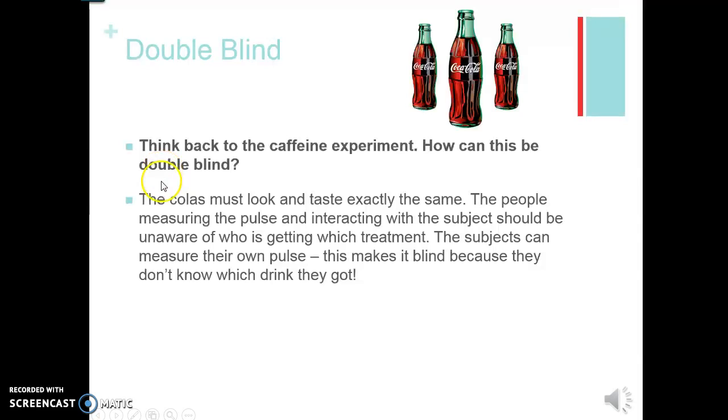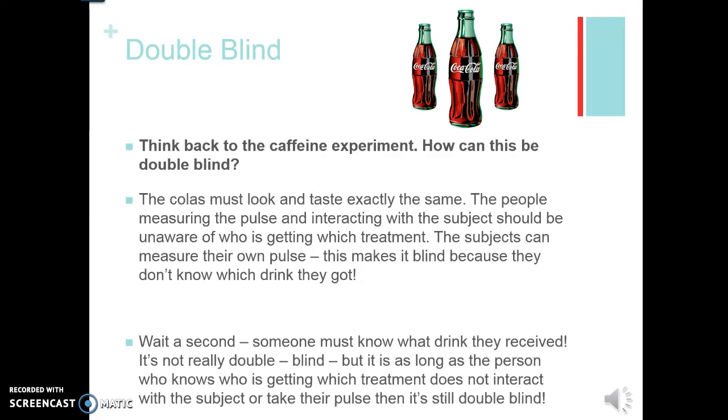How could we do this so that it could be double blind? Number one, we have to make sure the colas look and taste exactly the same. So the people measuring the pulse and interacting with the subjects should be unaware of who's getting which treatment. The subjects also should not know who's getting which treatment. They shouldn't know whether they're drinking caffeine or caffeine-free cola. The subjects can measure their own pulse, all right? This makes it blind because they don't know which drink they got. So that's essentially a double-blind experiment because they don't know anything about the treatment that they got.